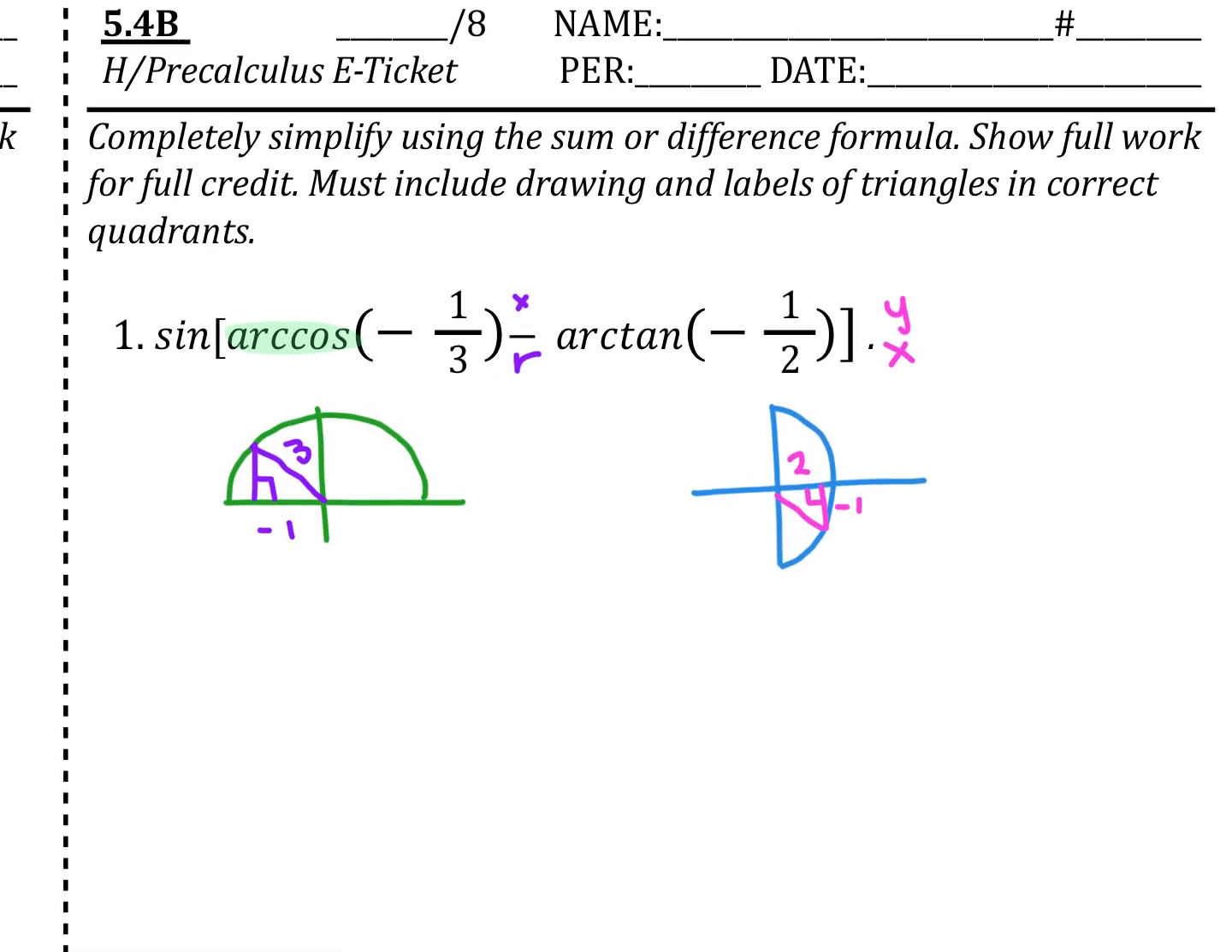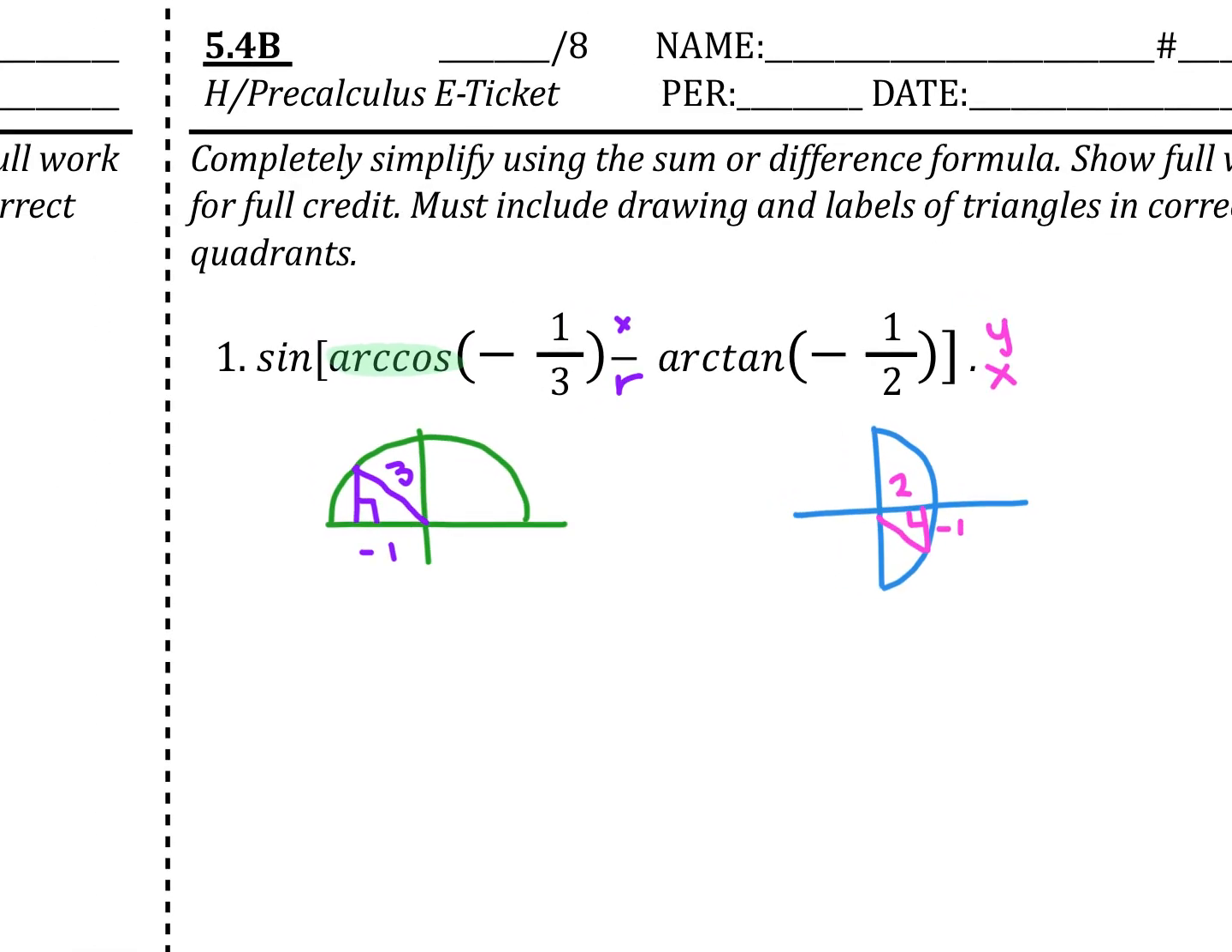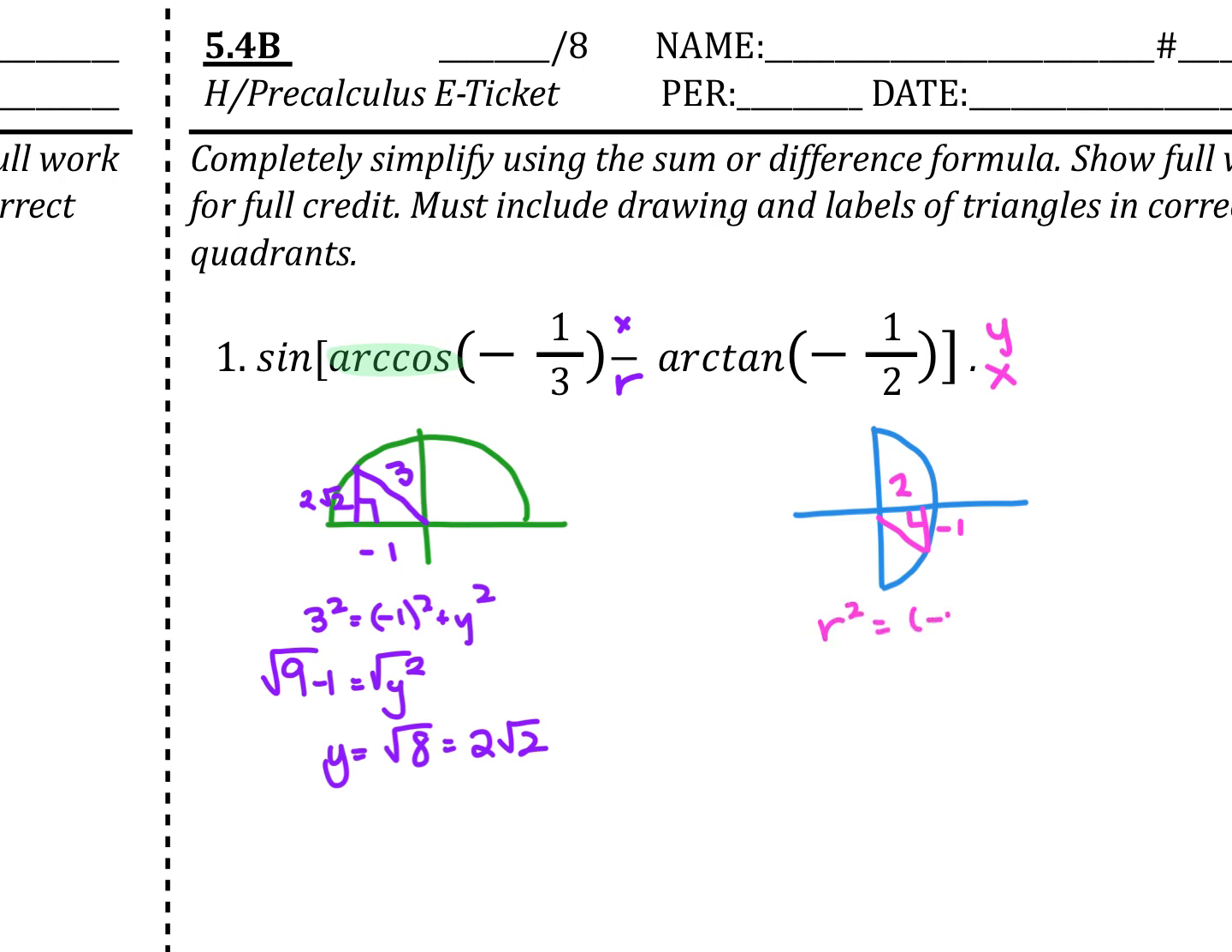Because we're doing the difference formula for sine, we will need to find our missing values of the triangle. So for this first triangle, it's 3 squared equals negative 1 squared plus y squared. So 9 minus 1 equals y squared, and we square root. So y equals the square root of 8, or 2 square root of 2. For our other triangle, we have r squared equals negative 1 squared plus 2 squared. So r is the square root of 1 plus 4, or r is the square root of 5.